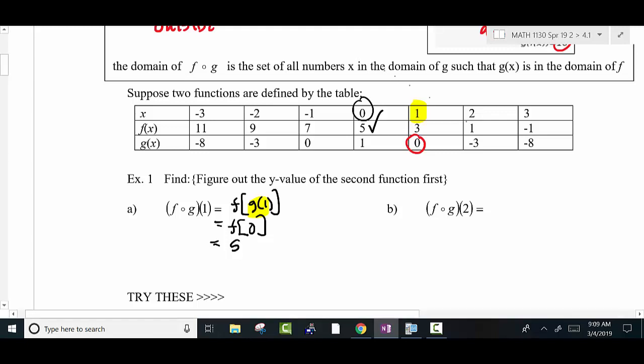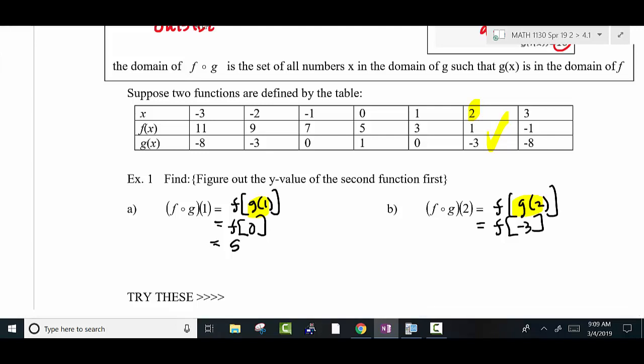The next one will be the same way. So you want to write this as f bracket g of 2. I'll just highlight what we're doing. We're doing g of 2. What's g of 2? Negative 3. Good. So you can read from the chart. So this would now be f of negative 3. So what's f of negative 3? 11. So that's your answer to your problem. That's how you're getting that information from a chart. Does everybody understand what I did?